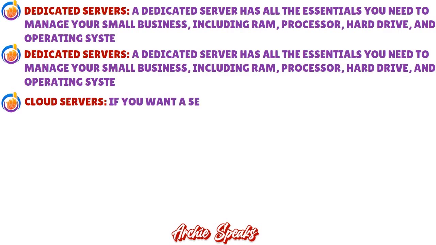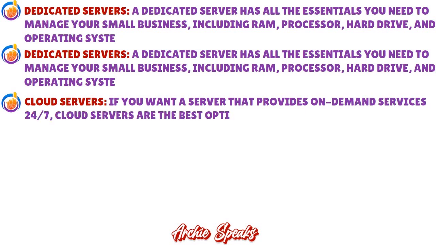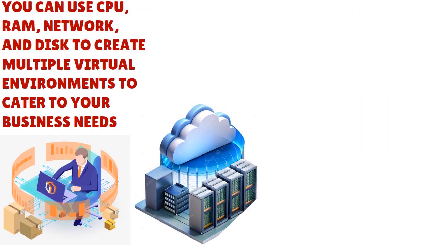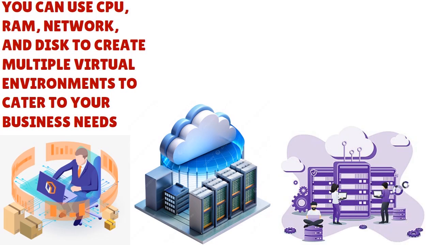And then you have cloud servers. So if you want a server that provides on-demand services 24/7, cloud servers are the best option. The best server operating system for small businesses is cost-effective, offers 24/7 support, and is fast, secure, and reliable, and cloud servers actually offer all of these things. The best part is that you can choose a cloud server that suits your budget: public, private, and hybrid clouds. Also, you don't have to worry about backup or storage issues with cloud servers, because the cloud server provider will take care of that.